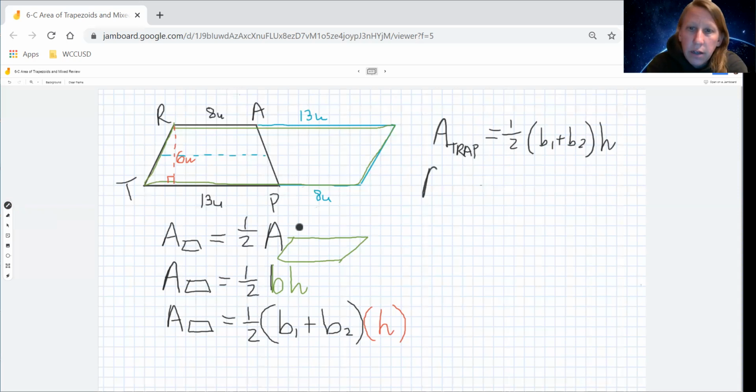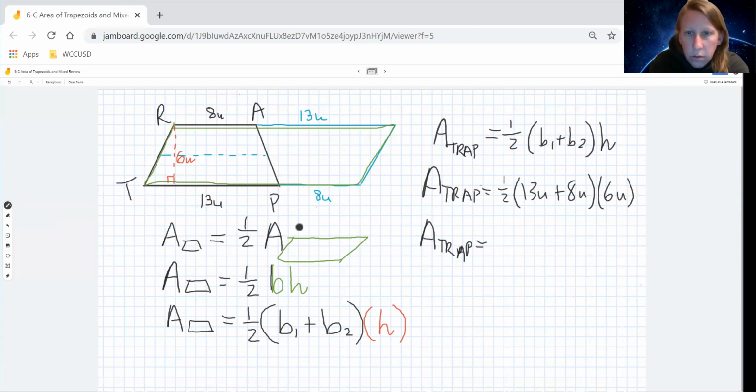Okay, so the area of this trapezoid is half. What's the base one? We'll call that 13. And base 2 was 8 units. And the height was 6 units. When you add units together, it stays the same. So 13 plus 8 is 21 units. Units plus units is still units. Units times units is what?